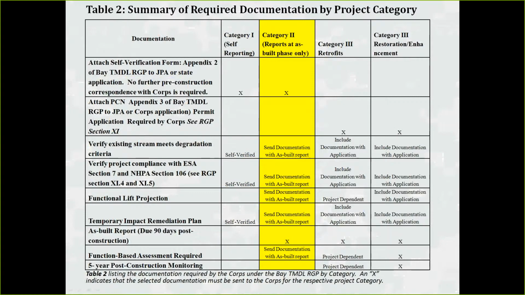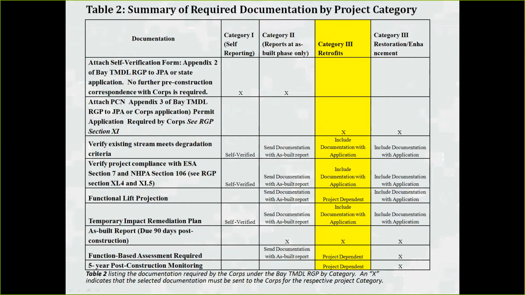Category 2 projects are those projects which have a slightly larger scope than Category 1 projects, maybe a small restoration project or a retrofit project with a downstream restoration component of a few hundred feet. For Category 2 projects, you would attach Appendix 2 to your joint permit application. You should not expect to hear back from the Corps on Category 2 projects until the as-built phase. All documentation is due with the as-built report. Category 2 projects do not require 5-year monitoring.